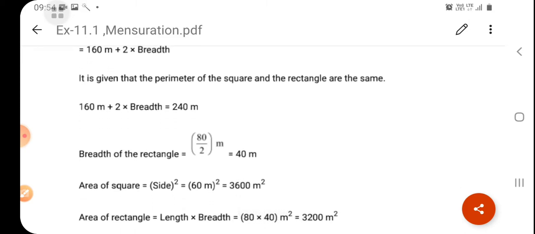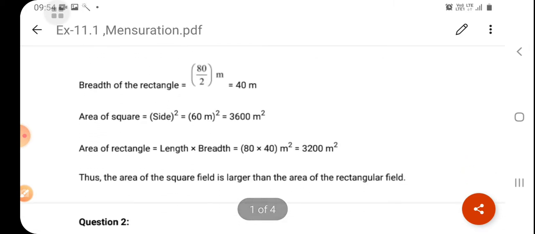Now the area of the square is side square, that is side into side. Side given here is 60 meter and its square is 3600 meter square, and the area of the rectangle is length into breadth, that is 80 meter into 40 meter. So it is equal to 3200 meter square. Now we can compare: the area of the square is greater than the area of the rectangle, because it is 3600 meter square and the area of the rectangle is 3200 meter square.